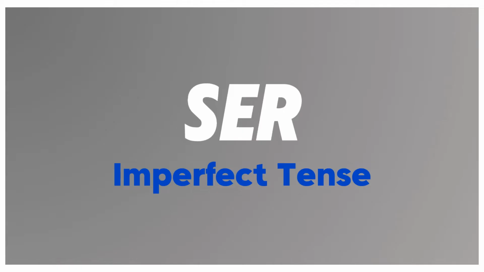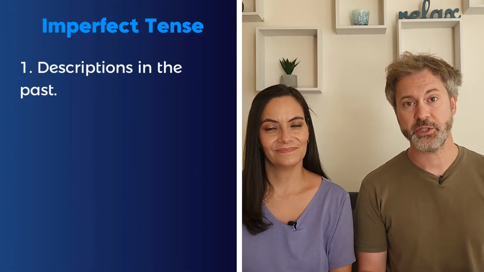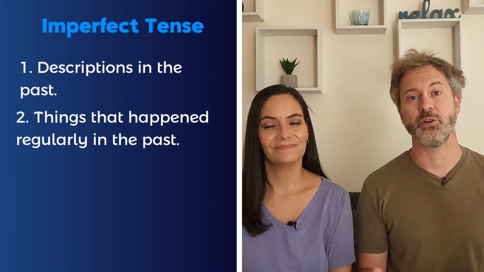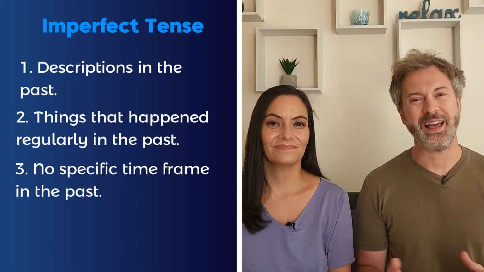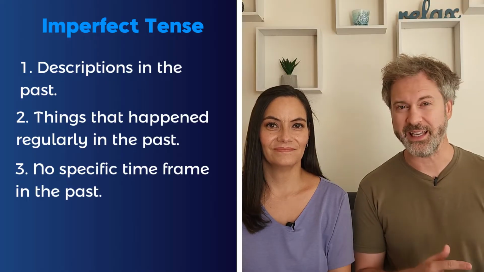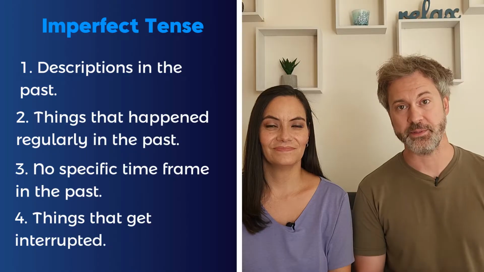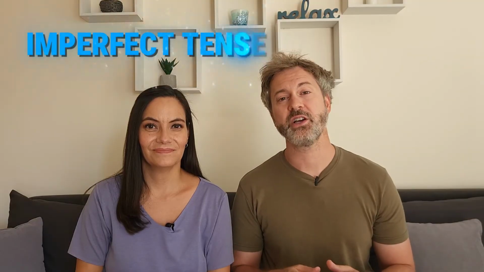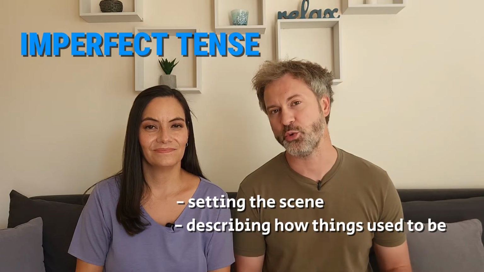Okay, let's first see how to use ser in the imperfect tense. So remember, the imperfect tense is for descriptions, to talk about things that happened regularly in the past, to talk about things that happened in the past without any specific time frame, no beginning or no ending, or to talk about things that get interrupted. So using the imperfect tense is our way of setting the scene or describing how things used to be.